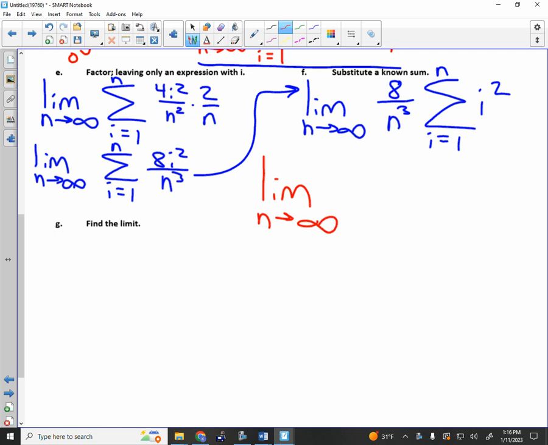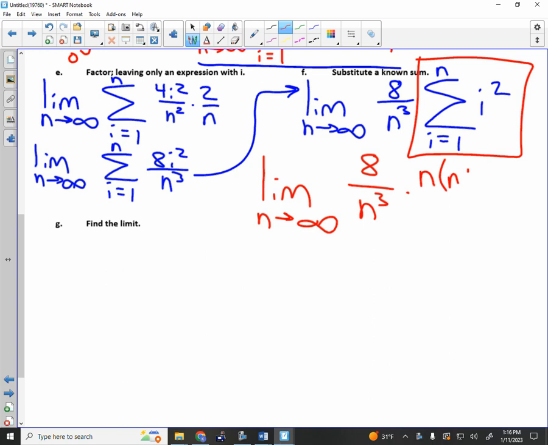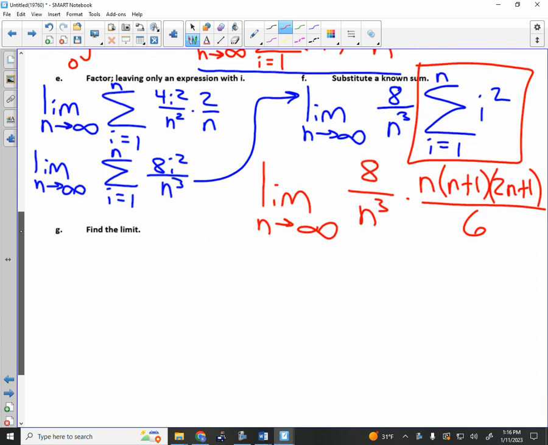Here we go. I've got the limit as n goes to infinity of 8 over n cubed. And I don't want to use this sum of i squared anymore. Did we learn a formula you can plug in that place? We did. What's that formula? n times n plus 1 times 2n plus 1 all over 6. That's the formula. Now, some of you are like, so what, Mr. Gintz? Like, what did we just do?